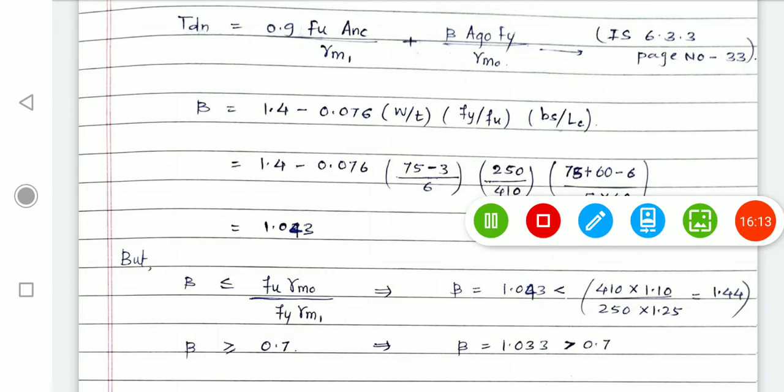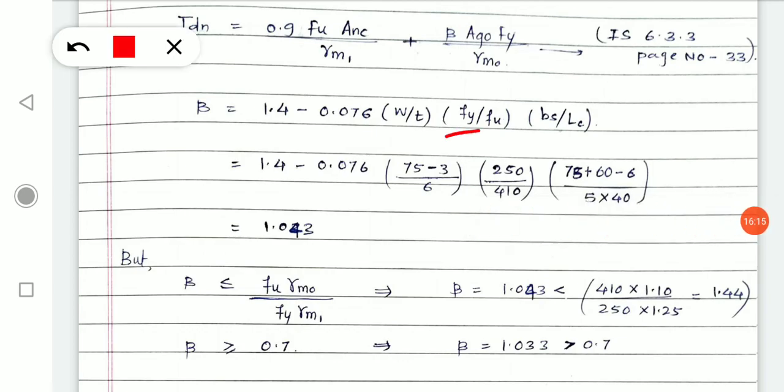The next part is your Fy, 250, which is mentioned in the question. It is 250. Fu is mentioned in a section. It is 410. Okay. Now the next part is calculating BS. BS will be W plus W1 minus thickness T.